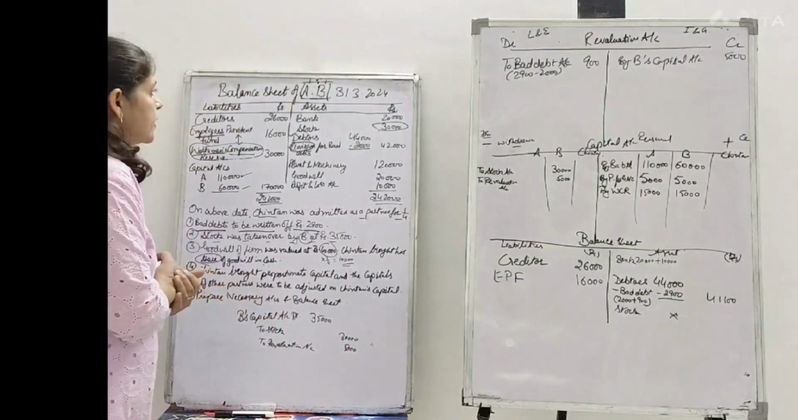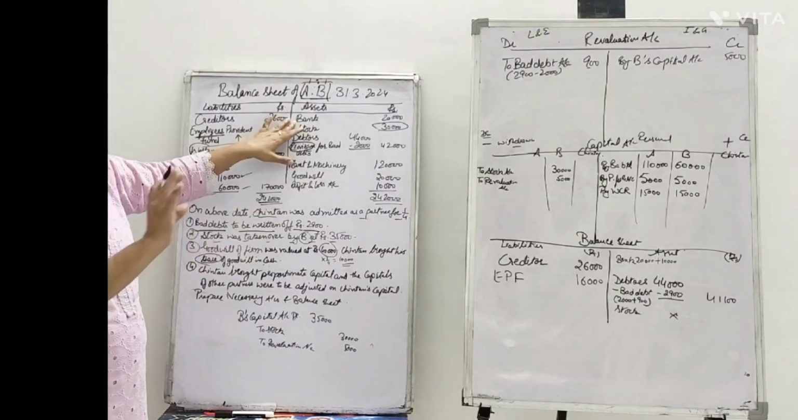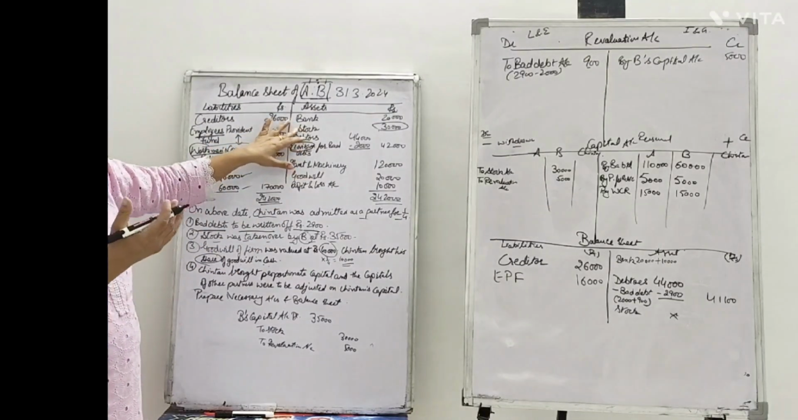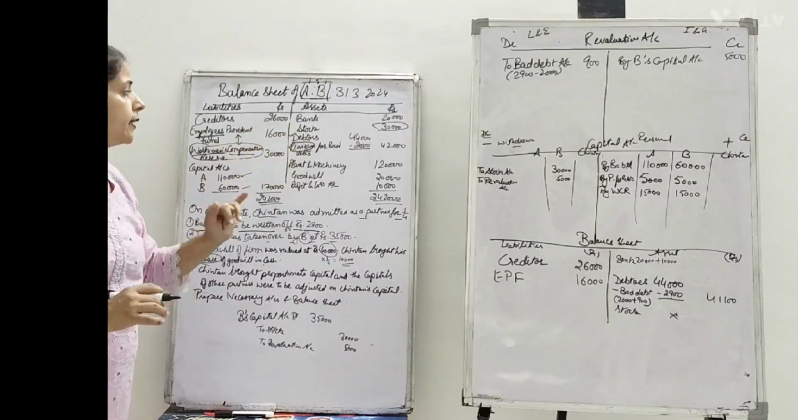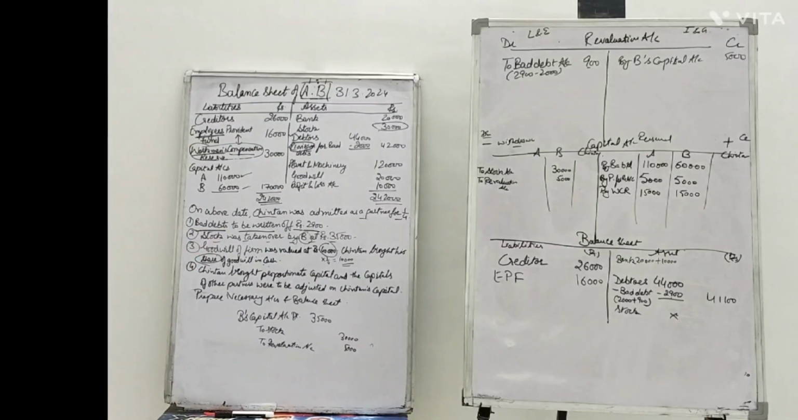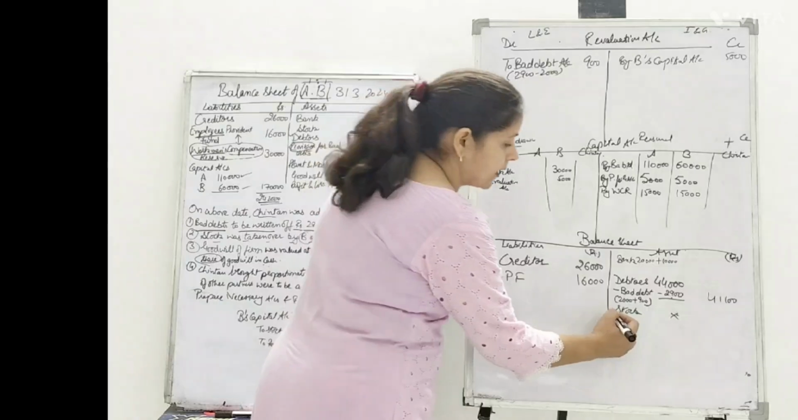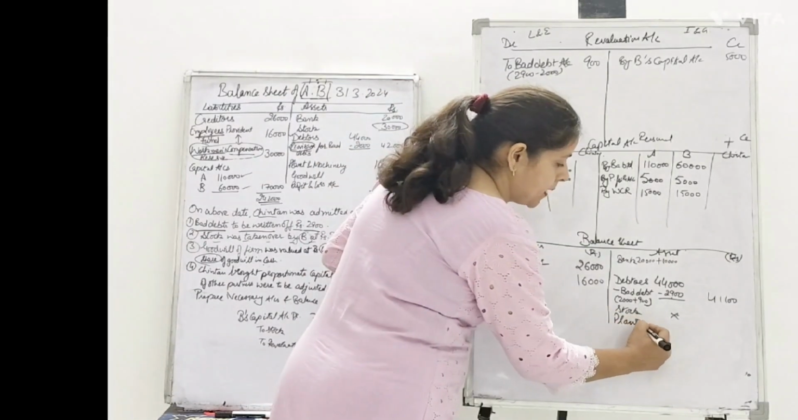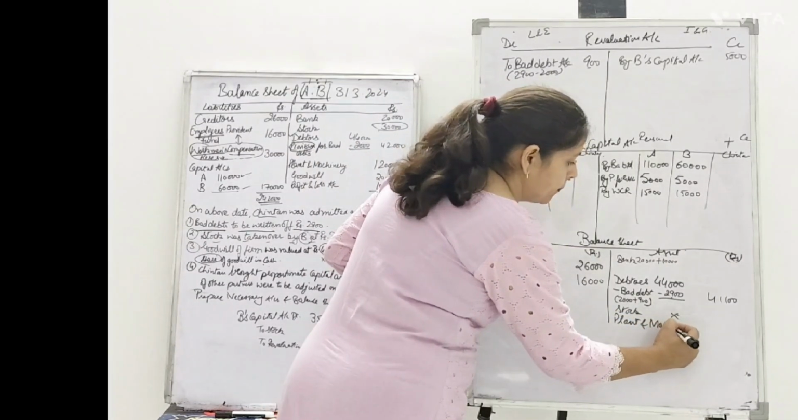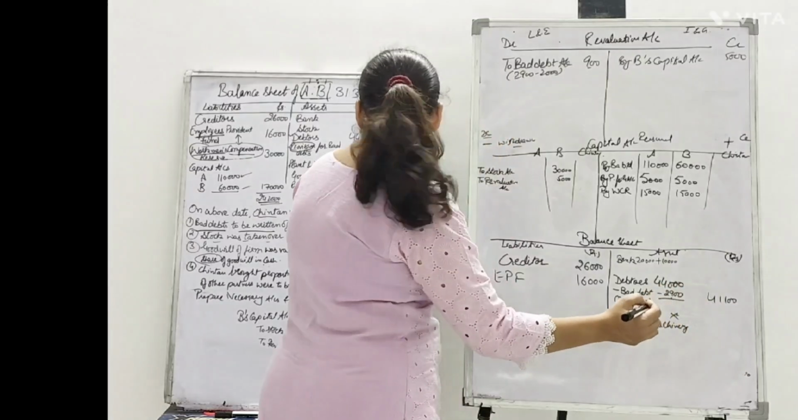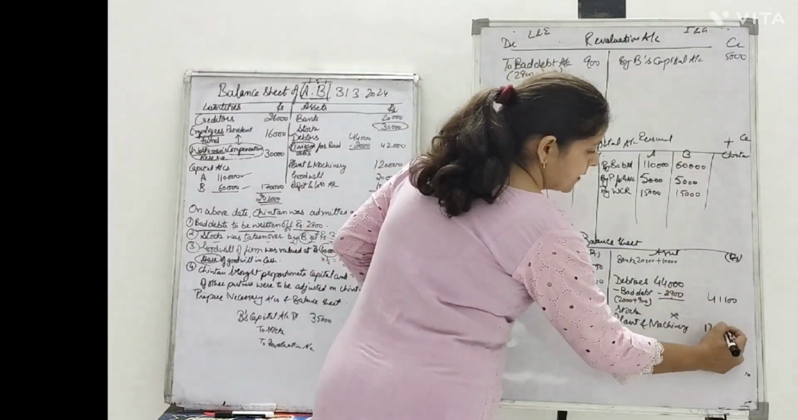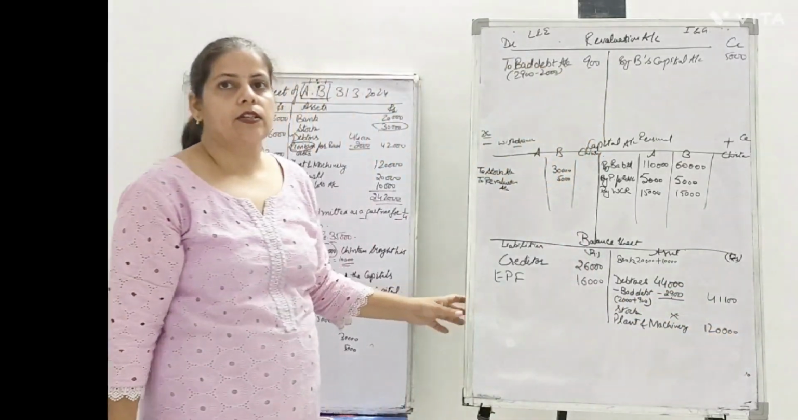Now the next point is on the asset side. Bank I have already done. Stock is also done. Debtors is also done. But on the plant and machinery point, there was nothing relating to adjustment. So we put plant and machinery on the asset side as it is, without any adjustment.